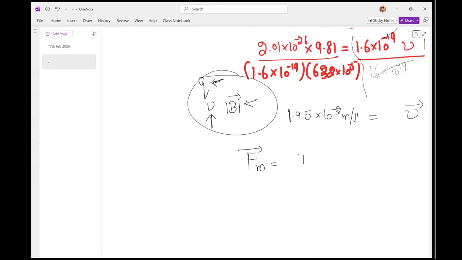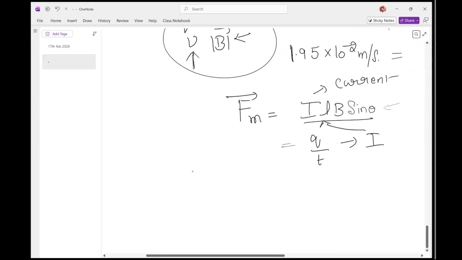I means current, which is equal to Q upon T. And here I will put the sine theta also. The sine theta concept will remain the same. This formula, you can always derive by using the previous formula also.